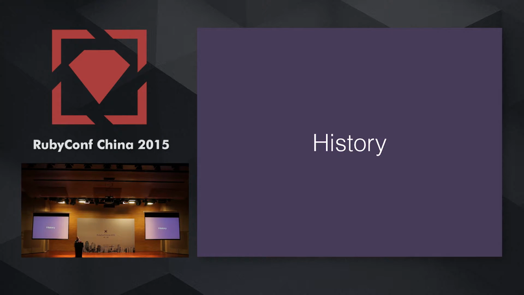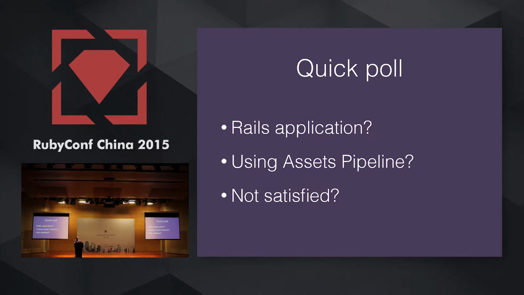So let's start with a quick poll. Okay, I didn't see everybody. Who in the room is using Rails? Who's using Asset Pipeline? Almost everybody. And who's not satisfied by Asset Pipeline? Very few people. Okay. So if you're not satisfied, I'm going to tell you how to get rid of it. And if you're satisfied, I'm going to tell you why you shouldn't.